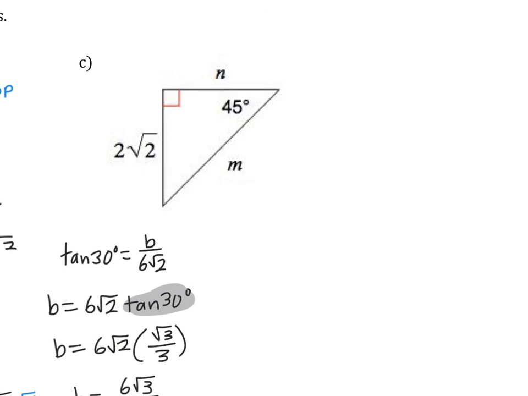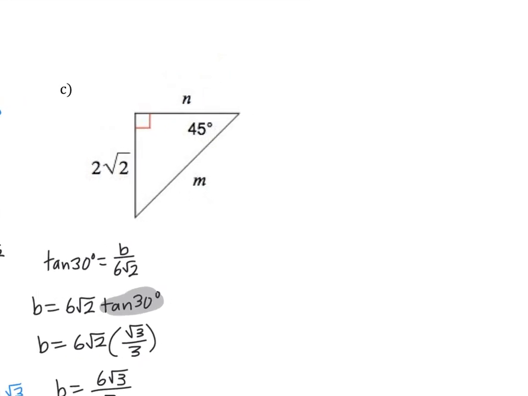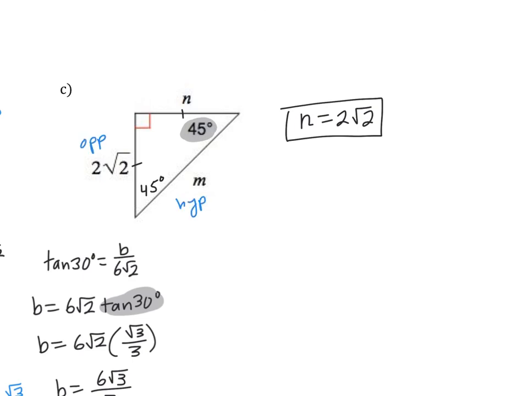Okay, for the last one, we know right off the bat that this leg should be congruent to this leg. So we know that n equals 2 root 2 because it is an isosceles triangle. It's a 45, 45, 90. But we still need to find m. We can use either angle here. So let's say we're going with reference to this angle. We would call this the opposite side, and we would call this the hypotenuse.